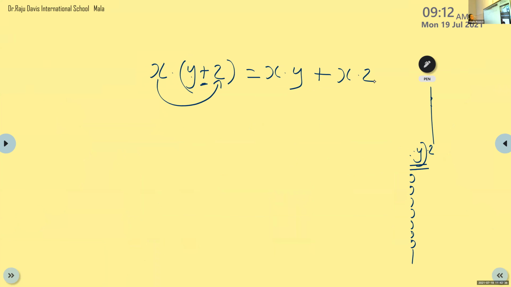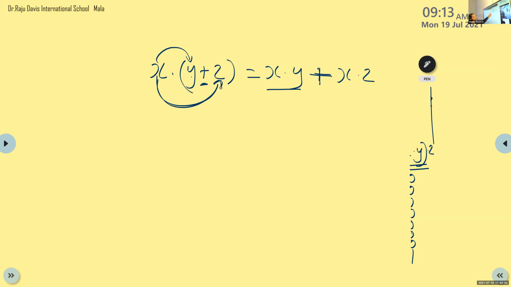This is the first distributive law. The first distributive law is x dot (y plus z). We distribute this AND operator. Here we simplify like x into y, that is the first term. Then we use this plus symbol here, so plus. After that, x into z.